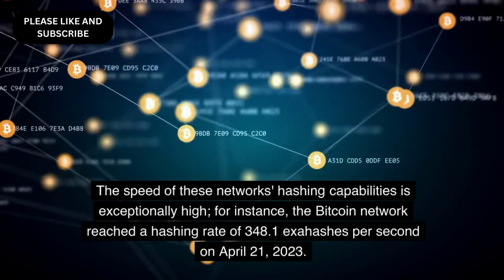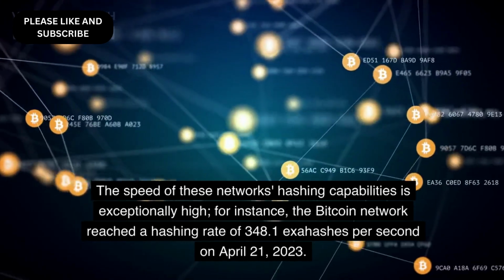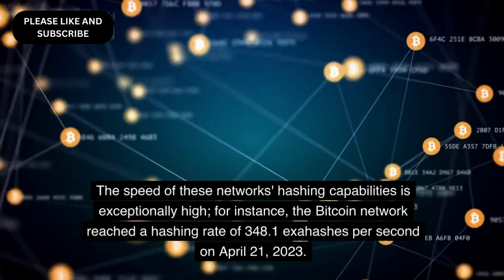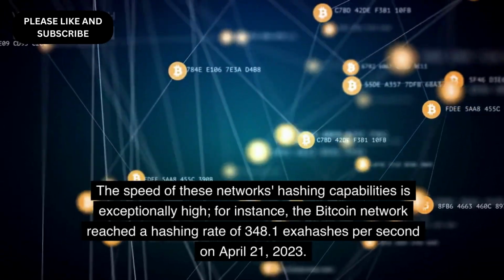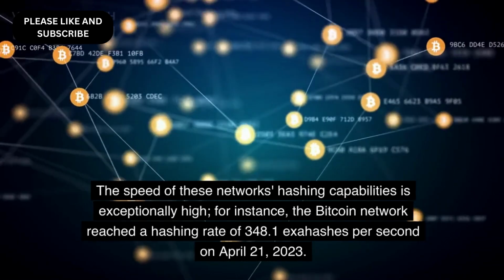past blocks. The speed of these networks' hashing capabilities is exceptionally high. For instance, the Bitcoin network reached a hashing rate of 348.1 exahashes per second on April 21, 2023.